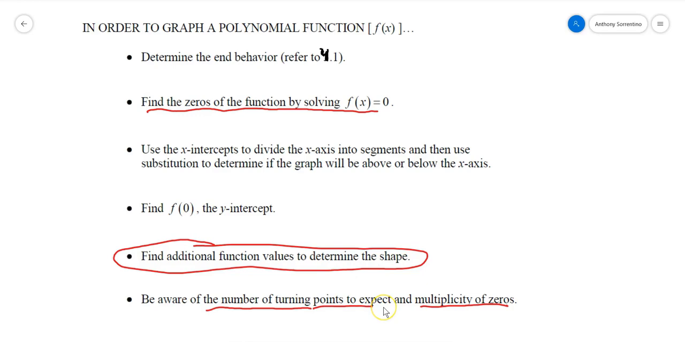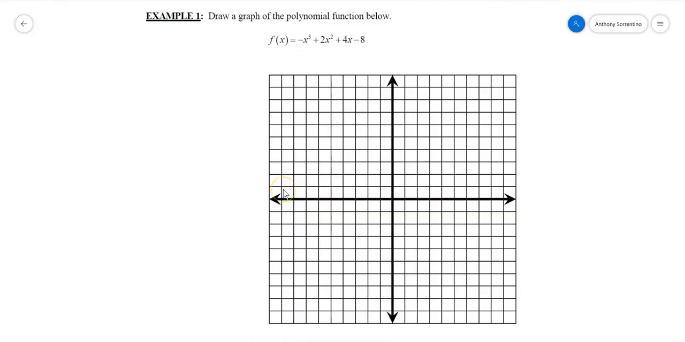So let's apply these to an example now. We're asked here to draw a graph of the polynomial function f of x equals negative x cubed plus 2x squared plus 4x minus 8. So I'm going to go through the list that we just established in the previous part of this video and come up with needed things to help me graph this.